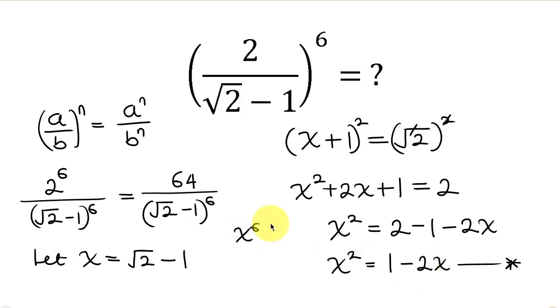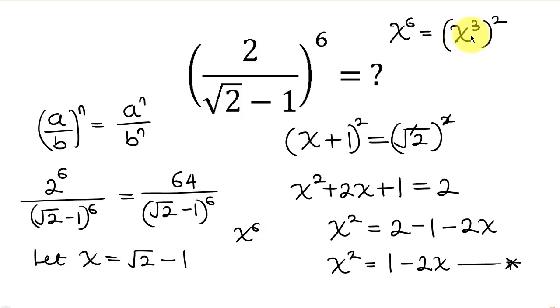Remember, I'm looking for x to the 6. And how do I get x to the 6? How do I achieve this? I can achieve this when I get x cubed and then raise it to power 2. Because from indices, powers multiply. So 3 times 2 gives 6. So now let's achieve x cubed and then later square the result.